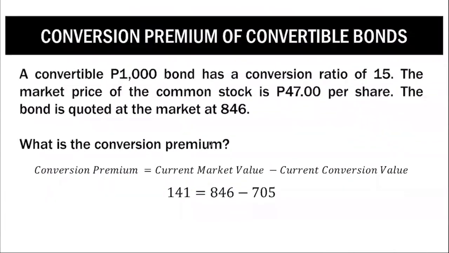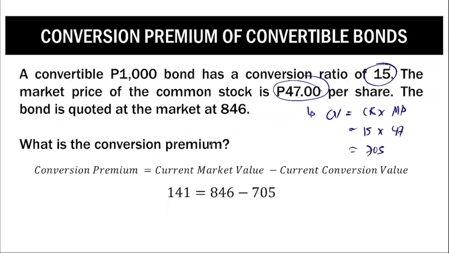Okay. A convertible 1,000 bond has a conversion ratio of 15 and the current market price is 47. So our conversion value here is equal to your conversion ratio, which is 15, multiplied by your market price. Our conversion ratio is 15 multiplied by market price of 47. This is 705. And then you compare it to your market price, which is 846. The difference is known as premium. Why is it premium? Because this is only the value at the conversion, but it is now sold in the market at 846. So there is an excess, and that excess is known as a premium or a conversion premium.